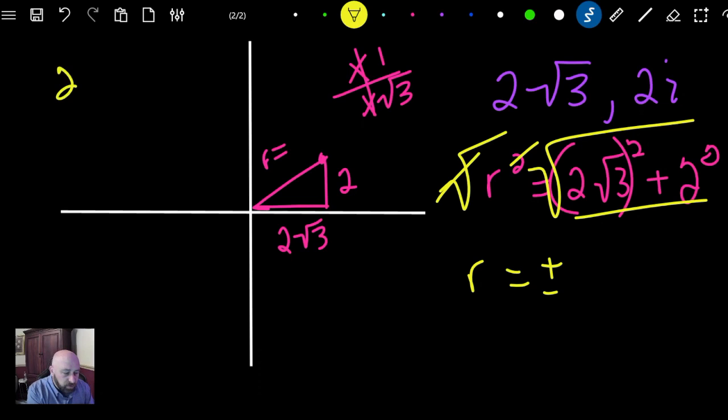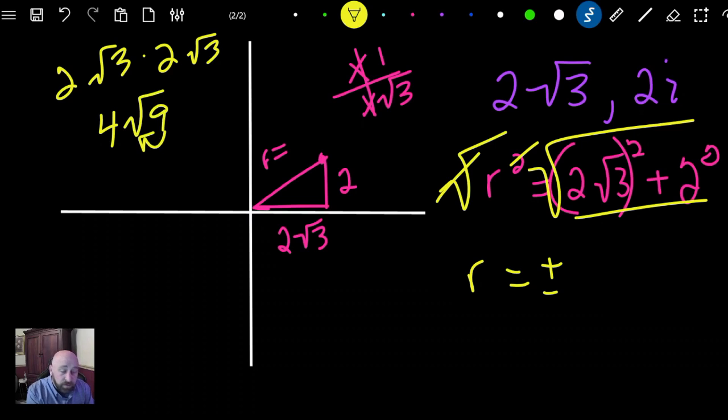What is 2 square root of 3 times 2 square root of 3? 2 times 2 is going to give you 4. Square root of 3 times square root of 3 is going to give you the square root of 9. We know that the solution to 9 is 3. 4 times 3 is 12, okay? So we're going to get 12 there plus 2 times 2, or 2 squared, is 4.